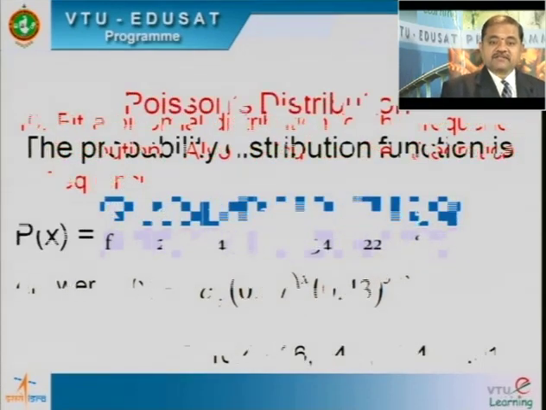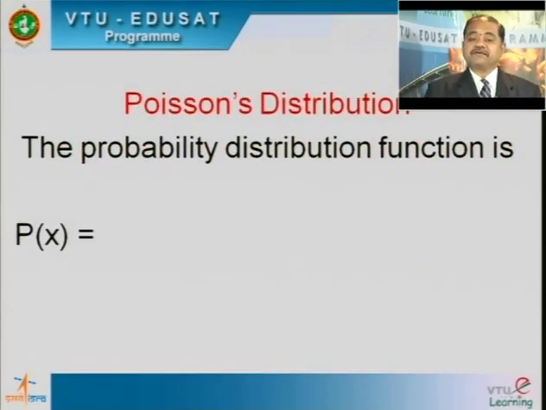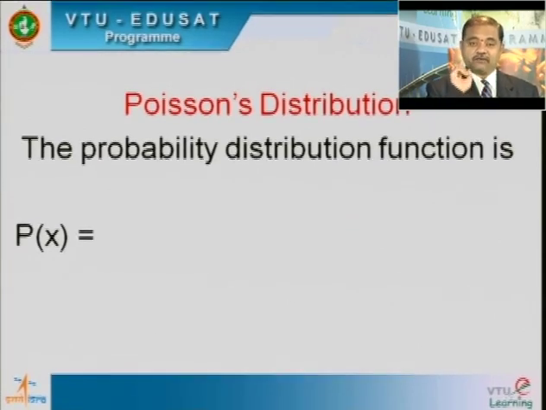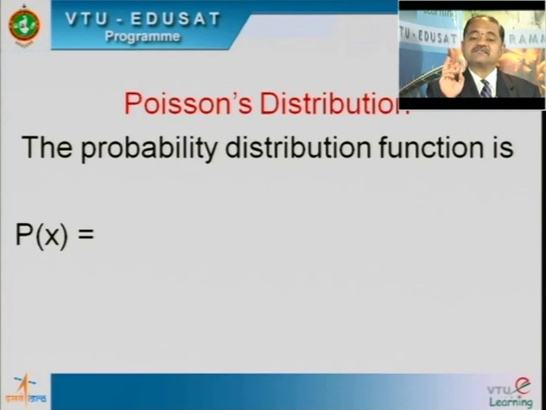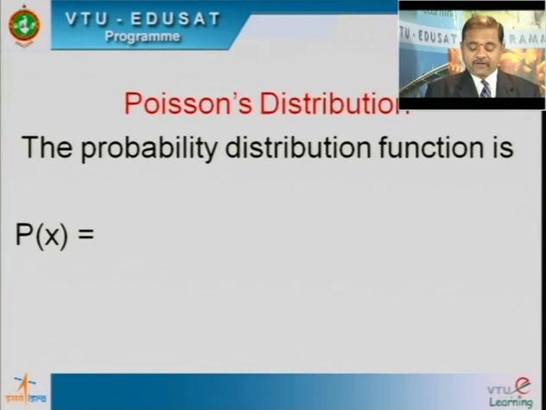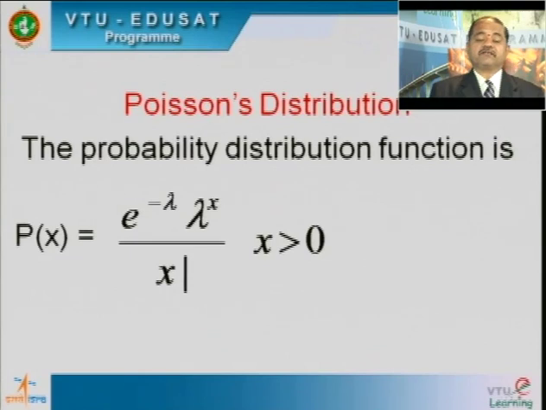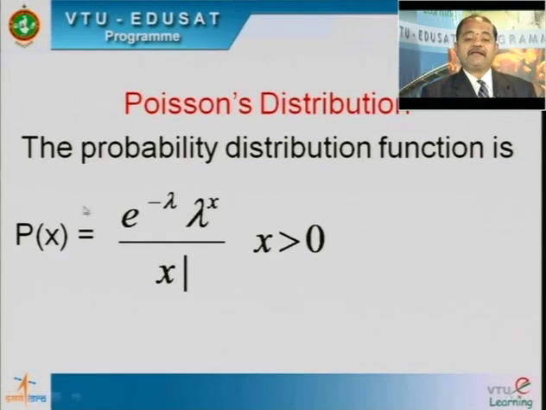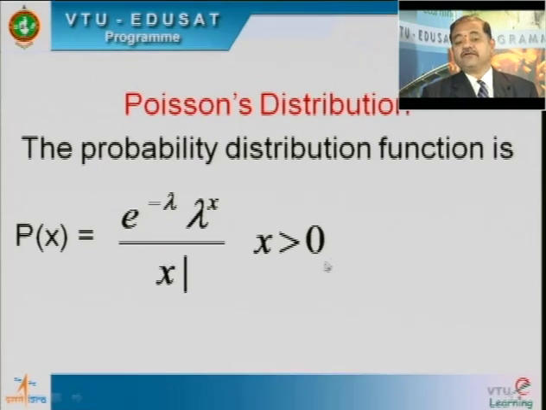What is my second distribution? It is called Poisson's distribution. First I told about the discrete random variable. Under discrete random variable there are two distributions. One is binomial, which I have done. The second one is Poisson's distribution, which is also a discrete random variable distribution. What is the probability density function for this? e power minus lambda, lambda power x by x factorial.